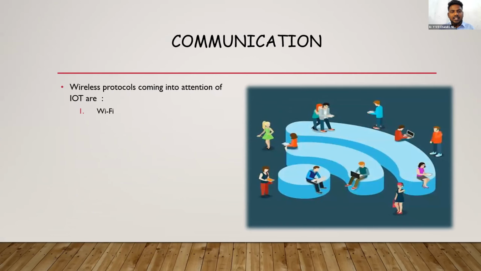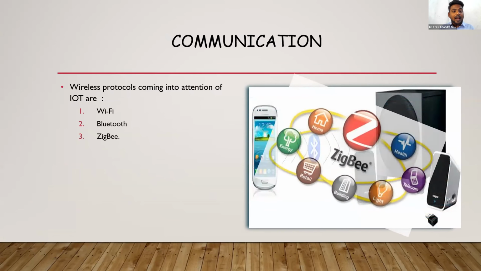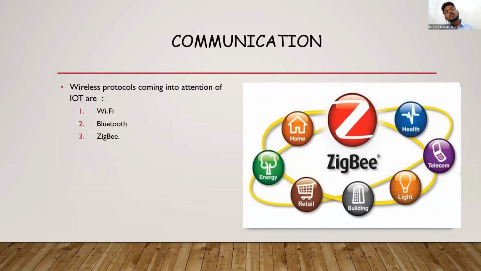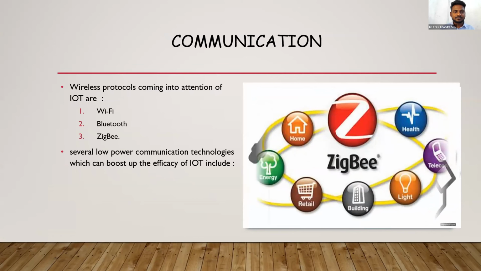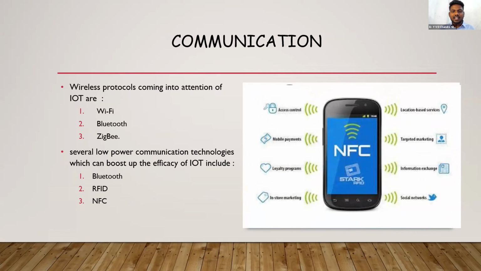So finally, guys, the communication we can provide offline, online. Wi-Fi, wireless fidelity. I think you are well aware of Wi-Fi as well as Bluetooth, and Zigbee. Zigbee plays a key role in wireless communication in IoT networks mostly. There are also several low power consumption technologies like Bluetooth, RFID, and near field communication, NFC. These are completely focused on communicating between two or more devices.